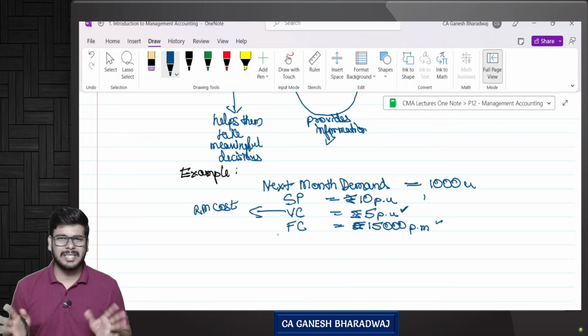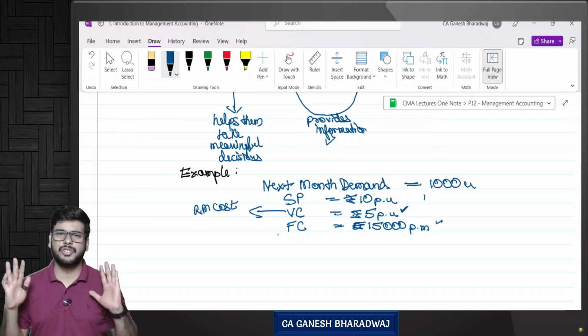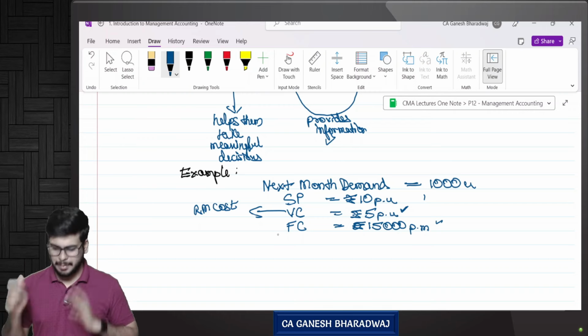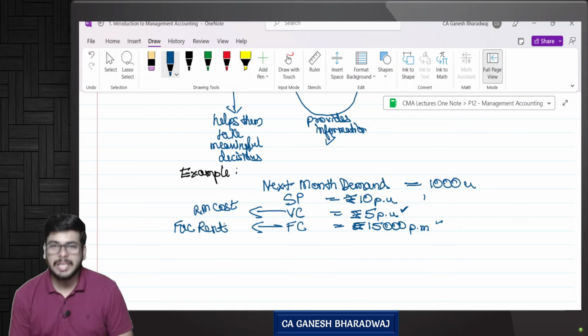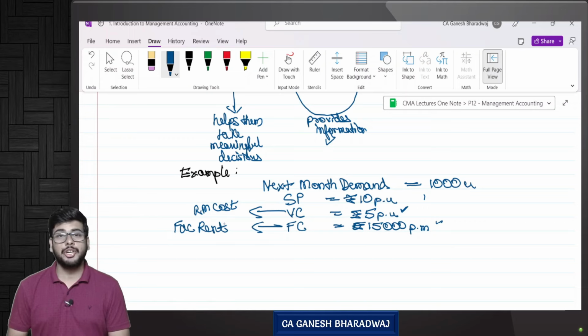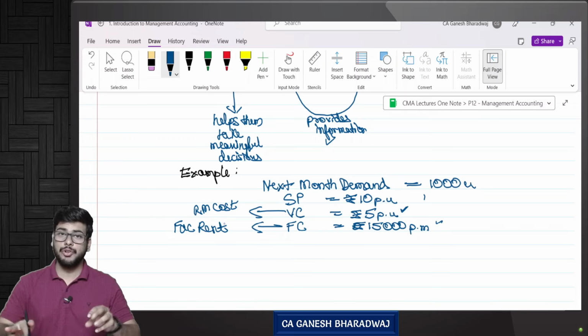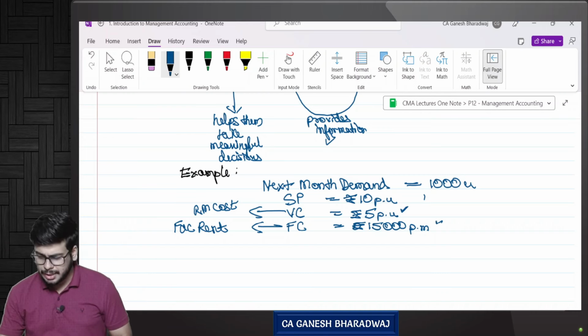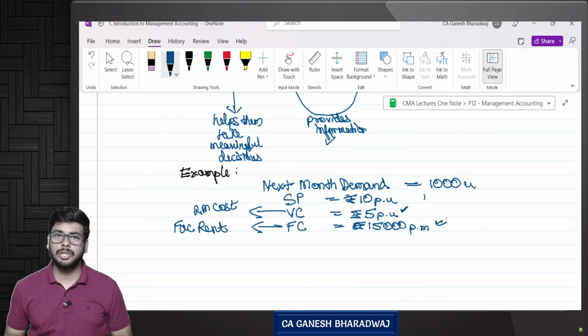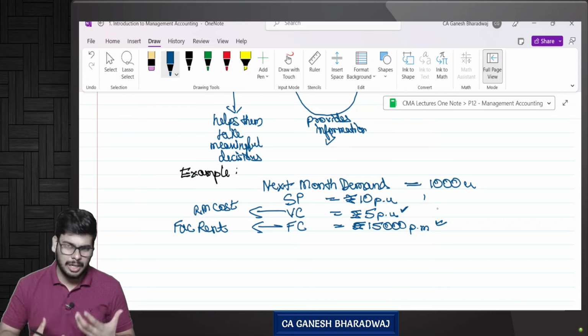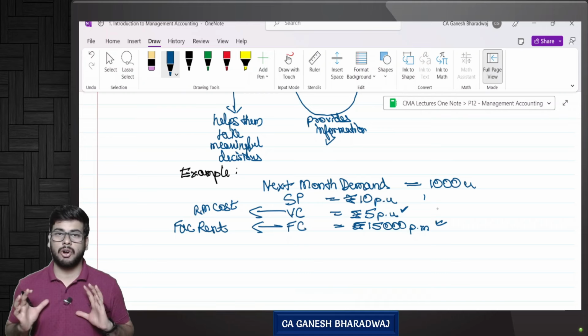The fixed cost is not dependent on your production. Irrespective of how many units you produce, the cost 15,000 will remain as such. For example, I can say this 15,000 could be a factory rent. Whether you produce one unit or 100 units or you don't produce anything at all, 15,000 rupees of monthly rent needs to be paid to the landlord, correct or not? Yes, so that is called a fixed cost. A cost that does not vary with your level of production is called a fixed cost.